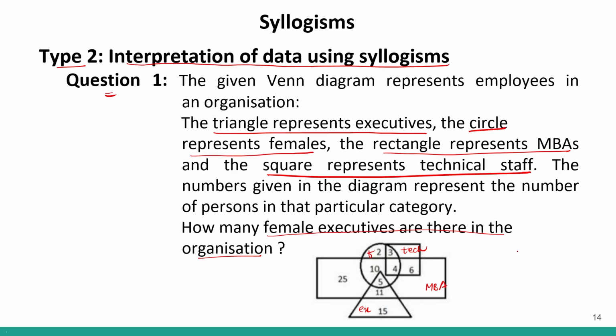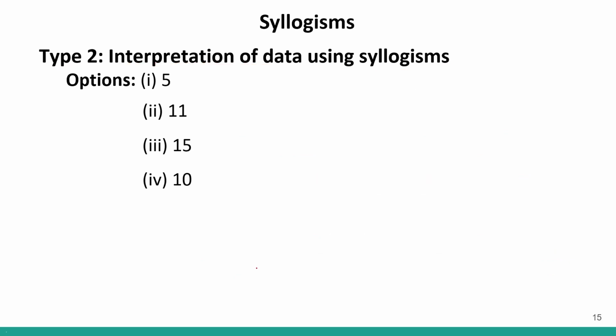So female executive, that means circle plus triangle, because females are represented by circles and executives are represented by triangles. So we have to find the portion that is the overlapping of circle and triangle. Over here I can see this part is the overlapping of circle and triangle, and this part is 5. So basically there are 5 females who are executives. So if I look at the options, my answer will be option number 1, 5.